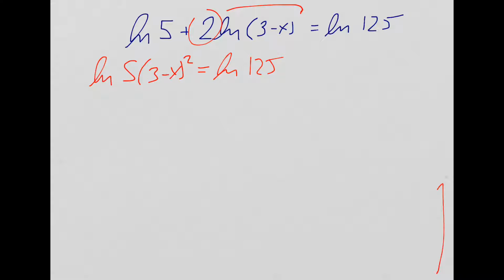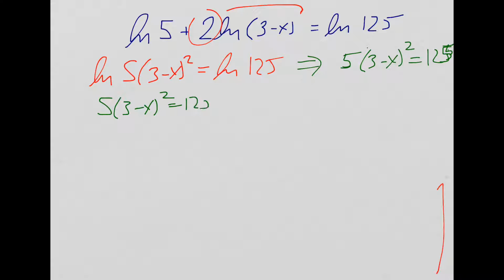And again, because this is a one-to-one function, logarithm is one-to-one, that means if the outputs are the same, the inputs have to be the same. For any output, there is only one input. So I can take this over and say, because those two logs are the same, 5 times 3 minus x squared has to equal 125. And that's not a bad equation to solve. So let's rewrite this. We have 5 times 3 minus x squared equals 125.